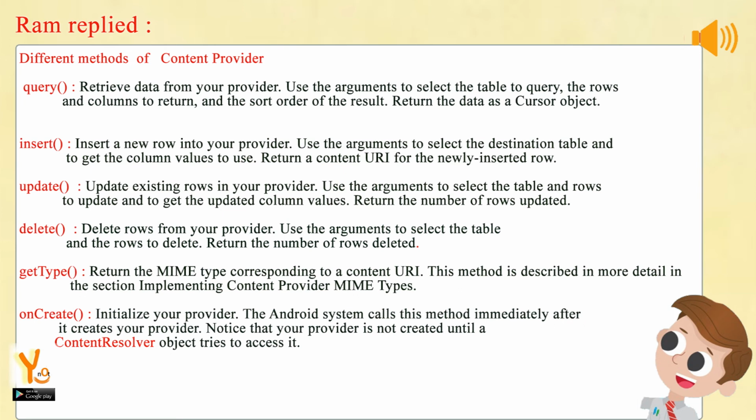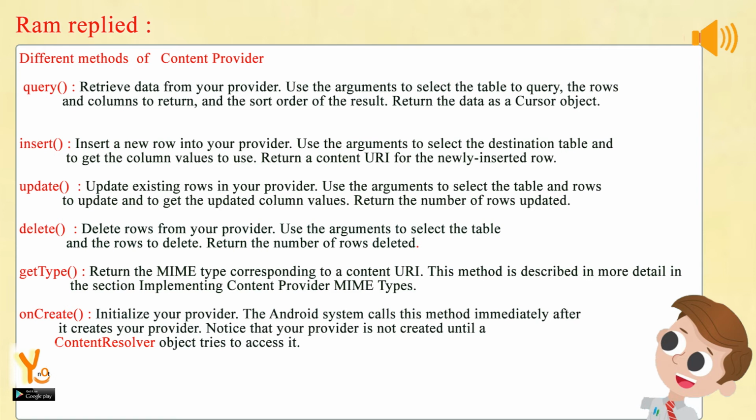Different methods of content provider are: query. Retrieve data from your provider. Use the arguments to select the table to query, the rows and columns to return, and the sort order of the result. Return the data as a Cursor object.